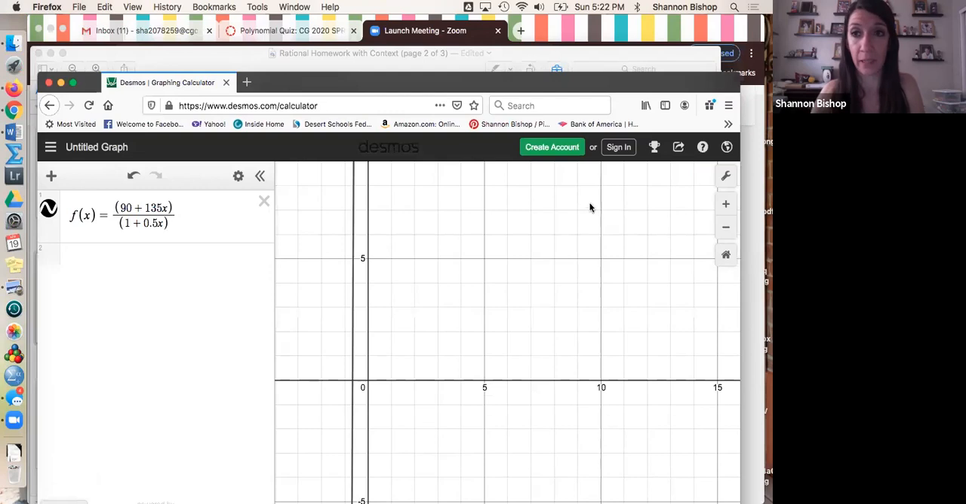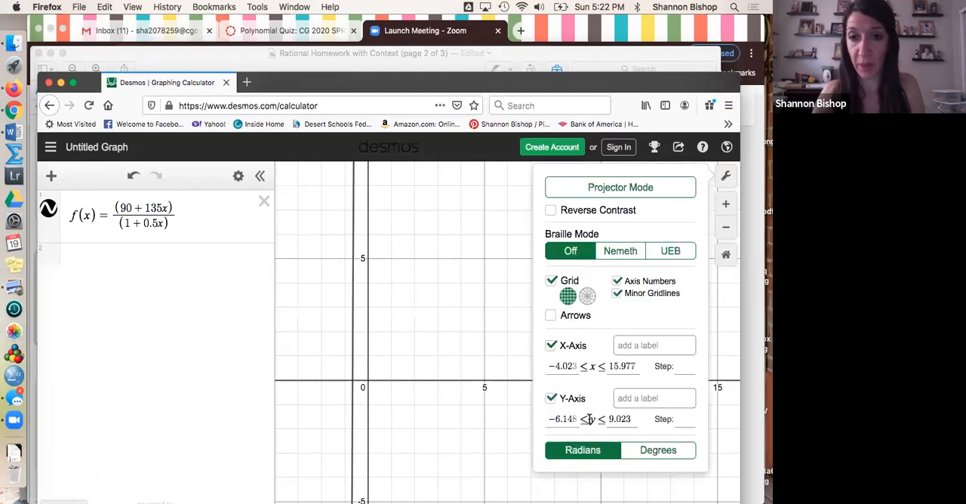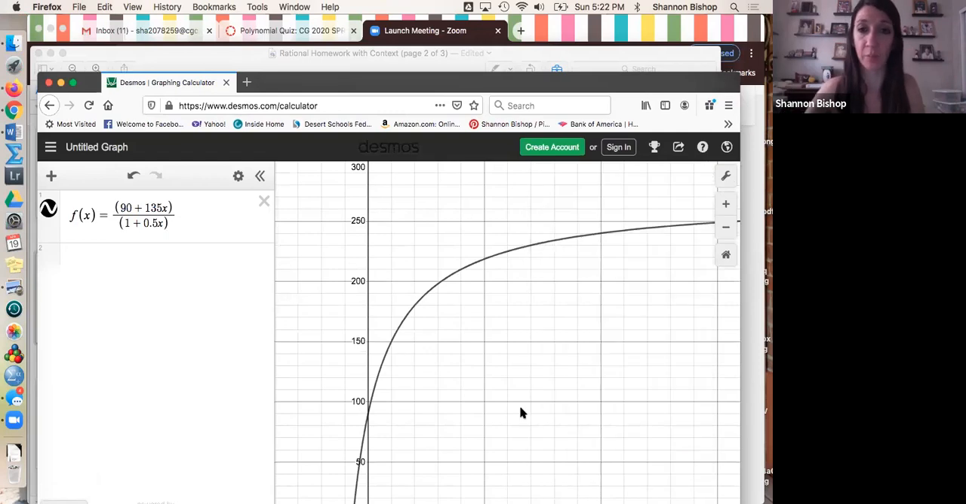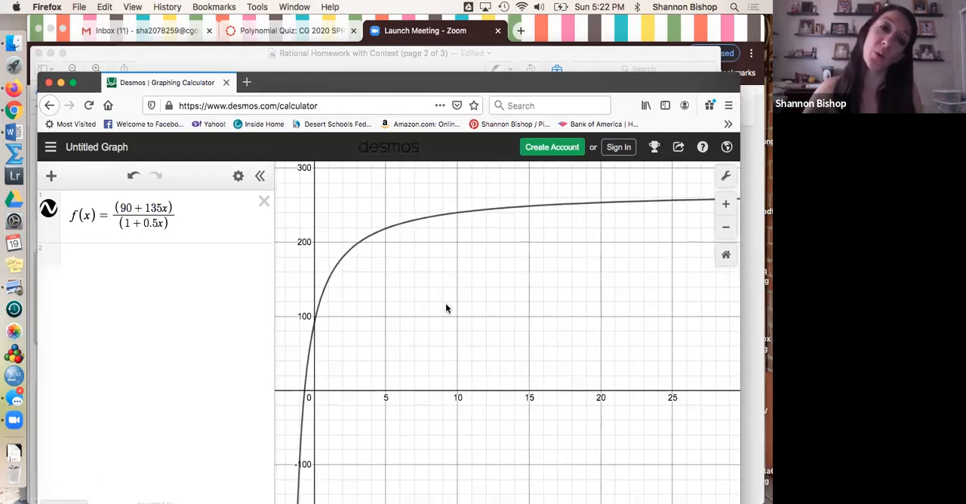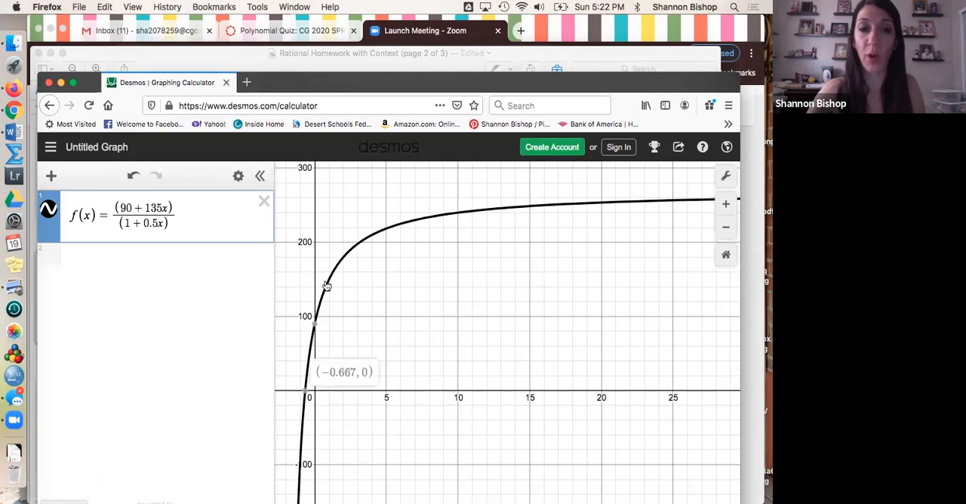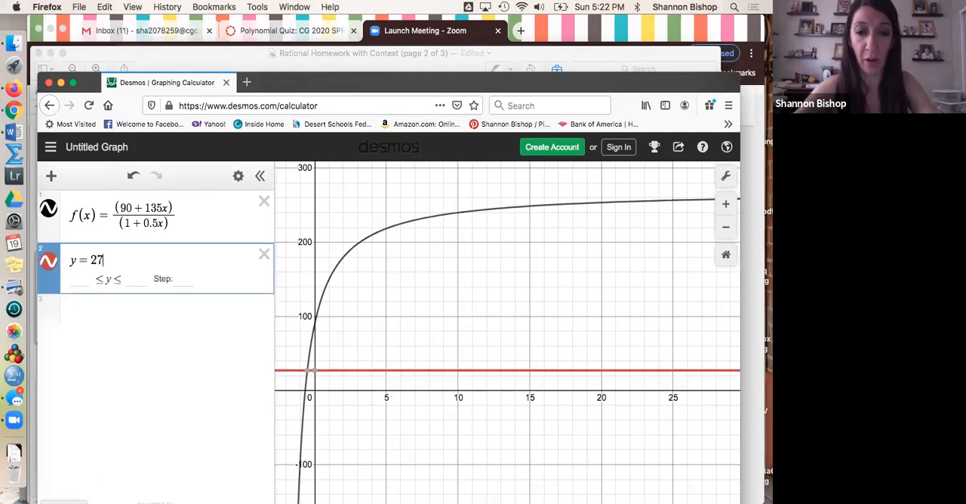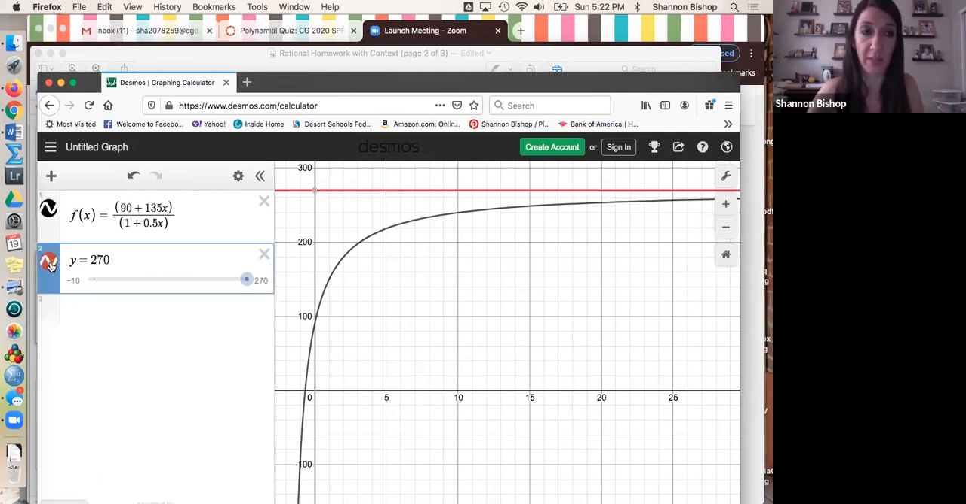So yeah, I'm going to go into my wrench and make my y-axis go all the way up to 300. There we go, much better. Okay, so this is the practical portion of the graph. A hint for your practical domain. As you can see, it definitely reaches a barrier up there at 270. This was the horizontal asymptote that we already talked about.